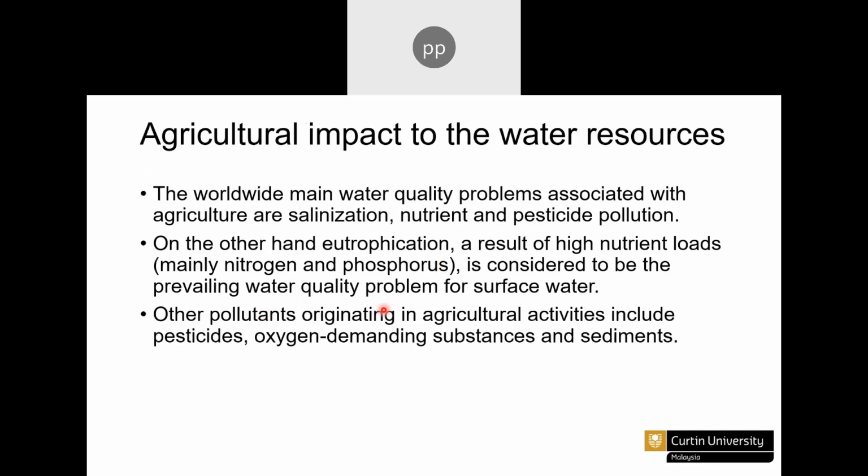And the other pollutants from agricultural activity also include pesticides, as I mentioned in the first point, and also oxygen-demanding substances, and of course there should be some concern about the sediment quality.